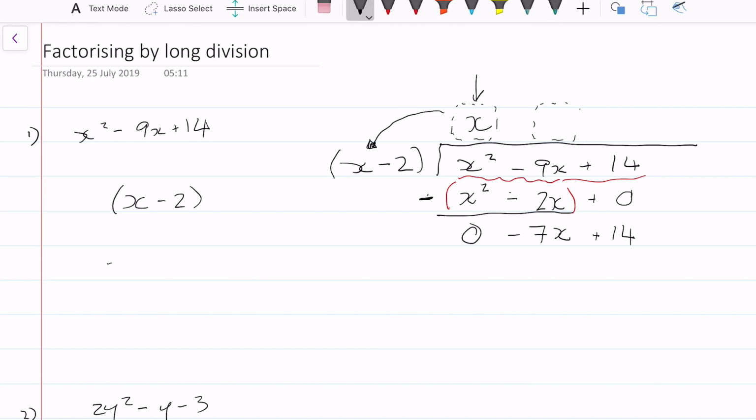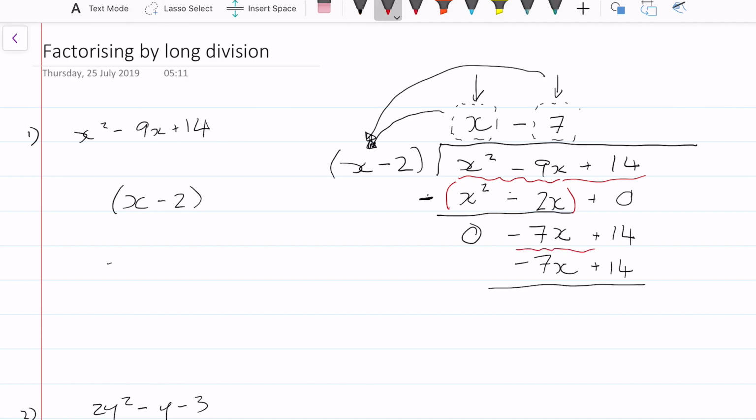Now we need something times x to give us a minus 7x. We can see that this is going to be a minus 7. So that gives us minus 7x. Minus 7 times minus 2 is plus 14. And then again, we take the top term minus the entire bottom term, and that gives us 0 plus 0. So when we have no remainder at the end here, we know that the other factor is this top part in brackets, which is x minus 7.